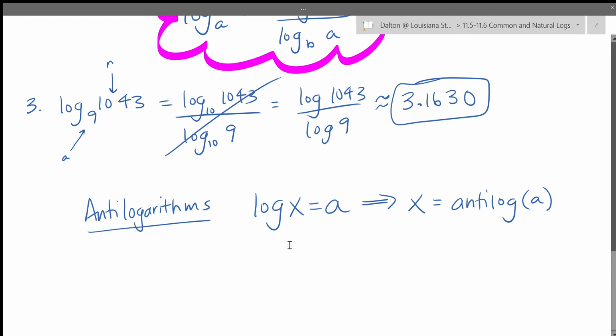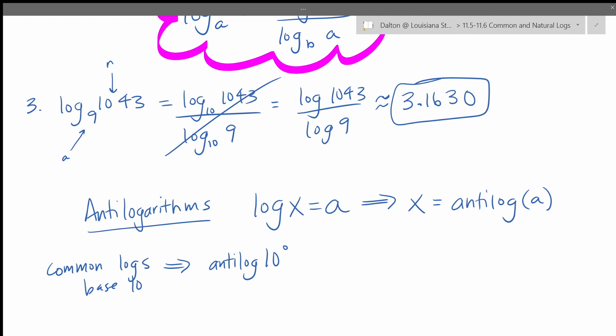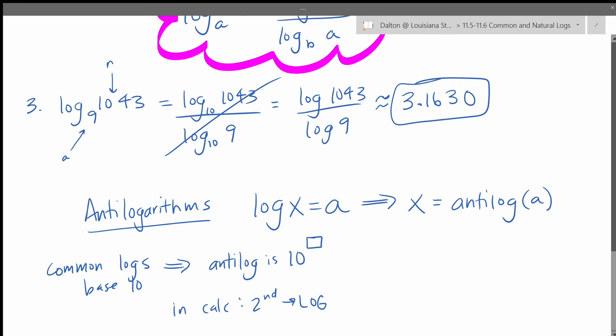So remember, common logs have base 10. So if I have the anti-log, basically what's going on in your calculator is that your anti-log is what you get if you hit second and then the log button. And you're going to notice it's 10 to a certain power. It's just 10 to some power. That's what the anti-log is. Let me put: anti-log is 10 to the something power.